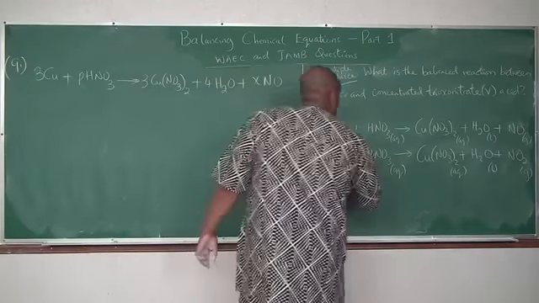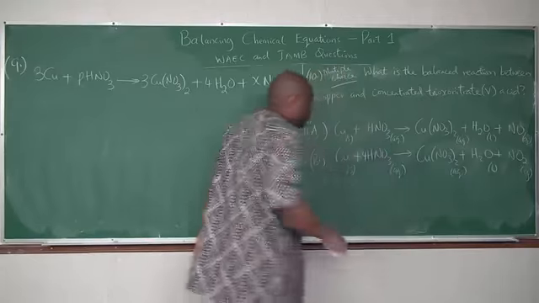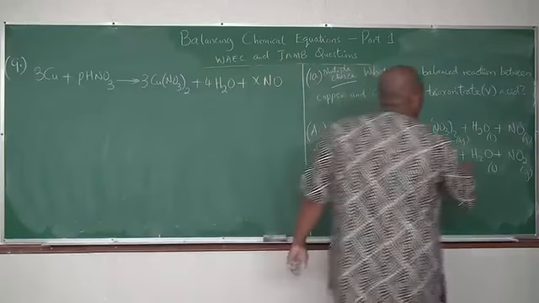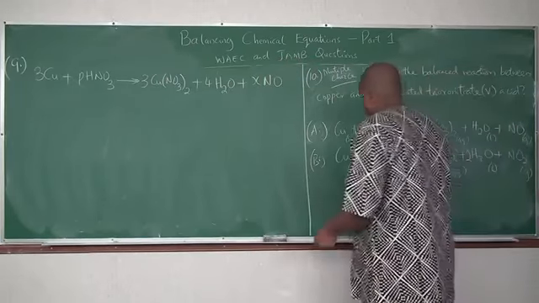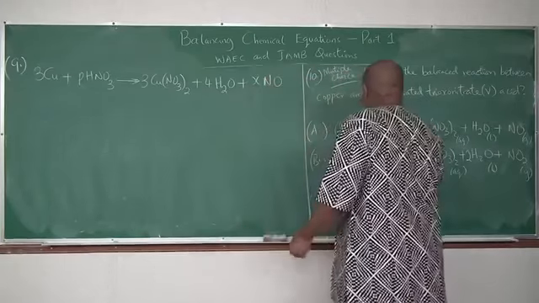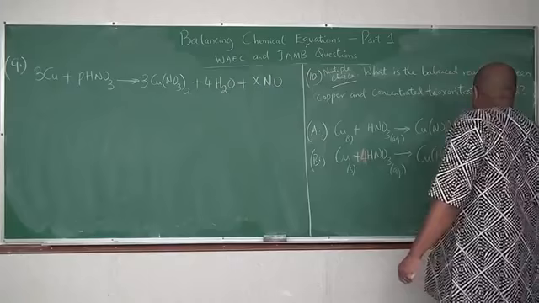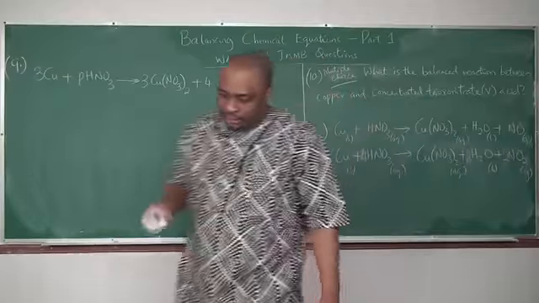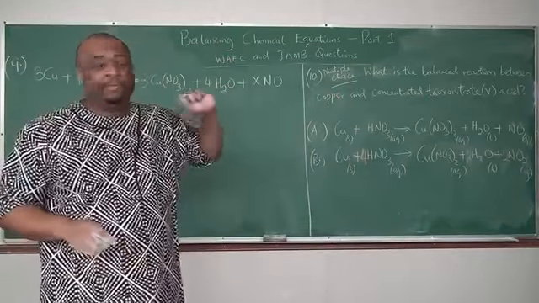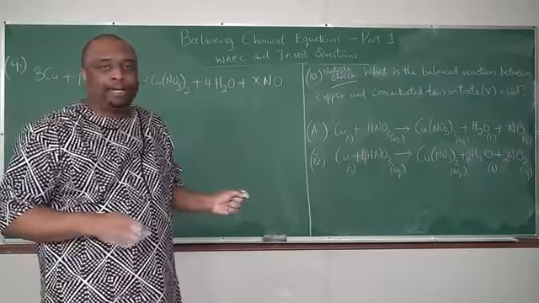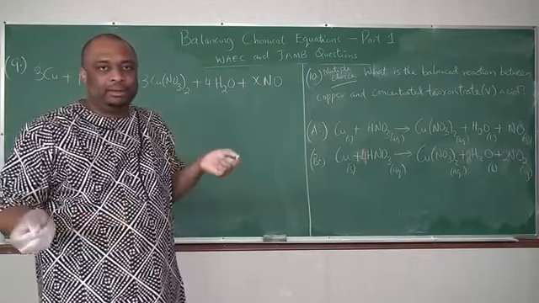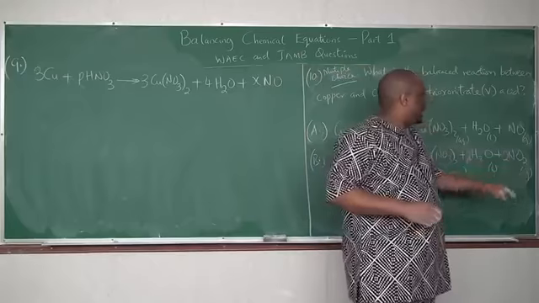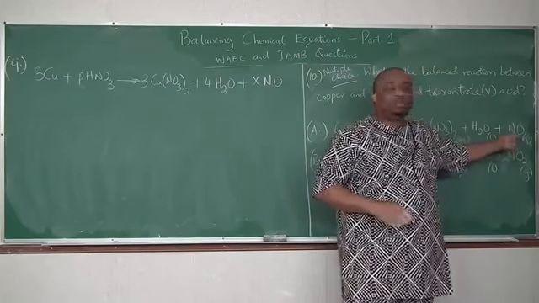4 here, 4 moles, and 2 moles of water, 2 moles, and you know what, I can use this chalk. 4 moles here, 2 moles here, 2 moles of liquid water, and 2 moles of nitrogen 4 oxide. Nitrogen 4 oxide is the IUPAC name. Nitrogen dioxide is the code name. Okay? Nitrogen 4 oxide. And this is nitrogen 2 oxide or nitrogen monoxide.